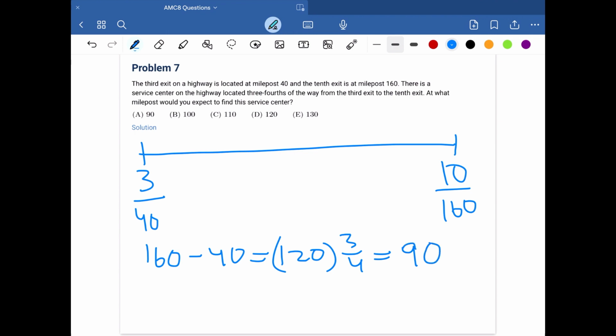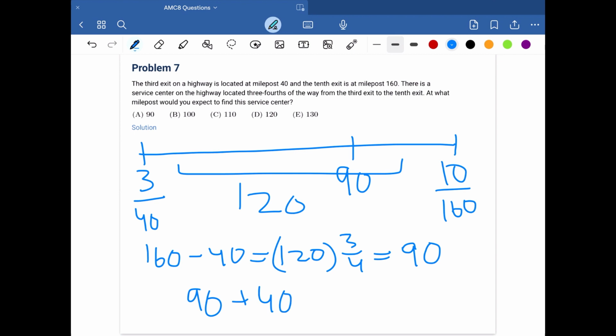And then we have to find the distance between. Over here is 120, and we found 3/4 of that, which is around here, is 90. So this is 90 more than the milepost at the third exit. So that's 90 plus 40, which is equal to 130. So our answer is E, 130.